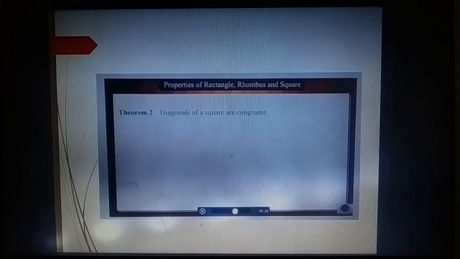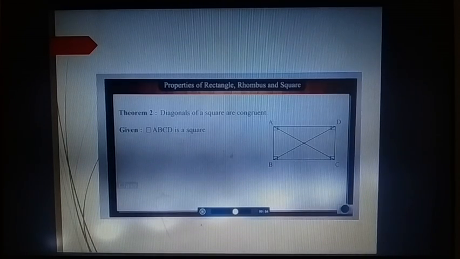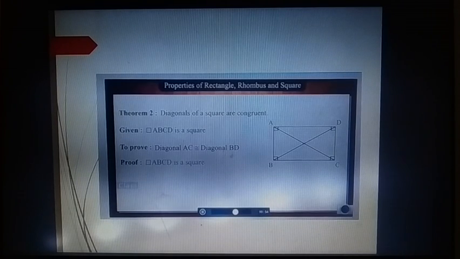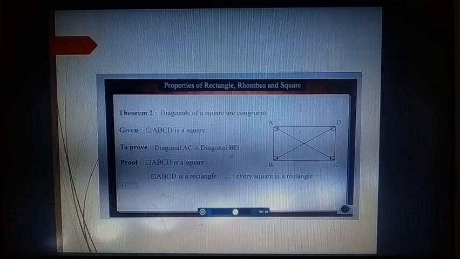Let us come to theorem 2. Diagonals of a square are congruent. Given: quadrilateral ABCD is a square. To prove: diagonal AC congruent to diagonal BD. In the proof part, quadrilateral ABCD is a square, but every square is a rectangle. So, diagonal AC congruent to diagonal BD because for a rectangle the diagonals are congruent.